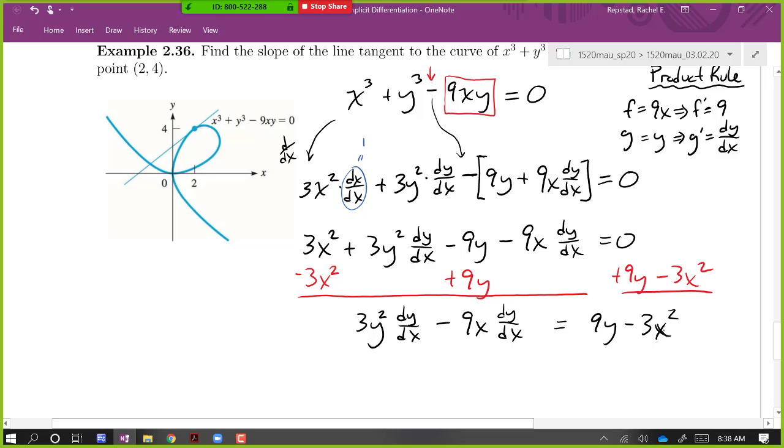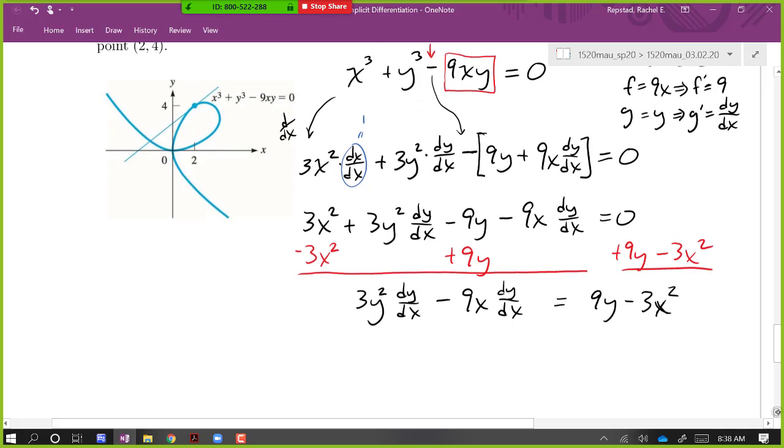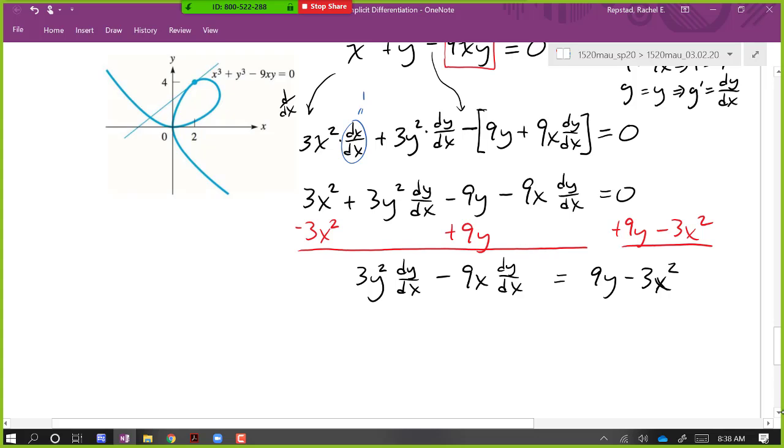What comes next? Factor the dy dx. We're going to factor that out. Now, if you actually look at all the terms on both sides, there's a common factor of 3 everywhere. So I'm going to factor that out too, because that'll cancel. May as well just do that now while we're doing some factoring. So I'm going to factor out a 3 dy dx.